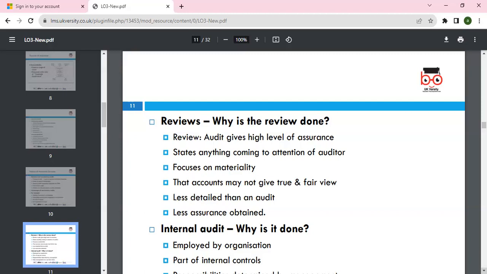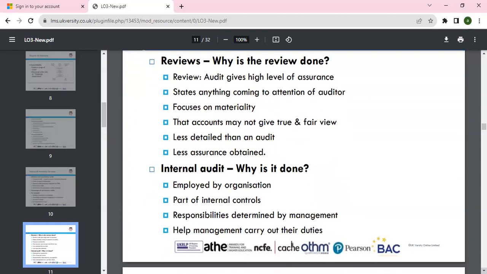obtained in internal audit. Why is it done? Internal auditors are employed by the organization, as part of the internal control, with responsibilities determined by the management, and they help management to carry out their duties properly in line with the compliance procedures.